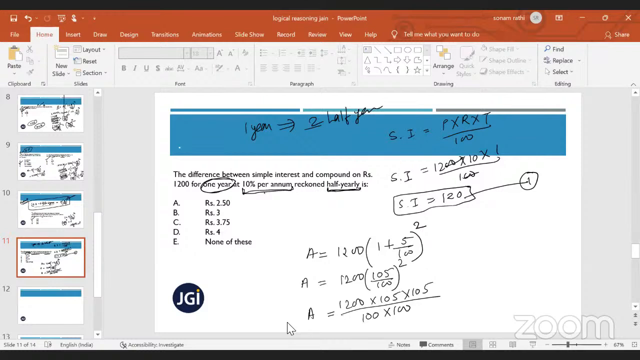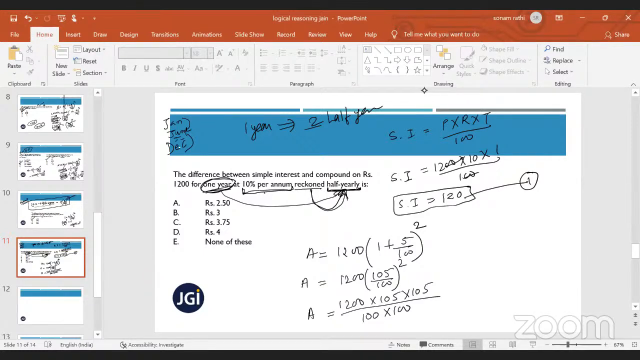Ma'am, how is n 2? Can you please explain that again? Read it. In 1 year, how many half years are there? In 1 year, from January to December, from Jan to June, 1 half year, and from July to December, another half year. 6 months basically. How many 6 months are you getting in 1 year? 2. Yes or no? That's why your n is equal to 2, because it is compounded half yearly. Reckoned half yearly means compounded half yearly.